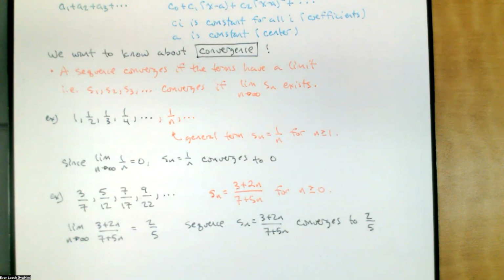Since we're talking about the convergence of a sequence, we could say that the sequence converges to 2/5. The limit of the terms is 2/5, so the sequence converges to 2/5.